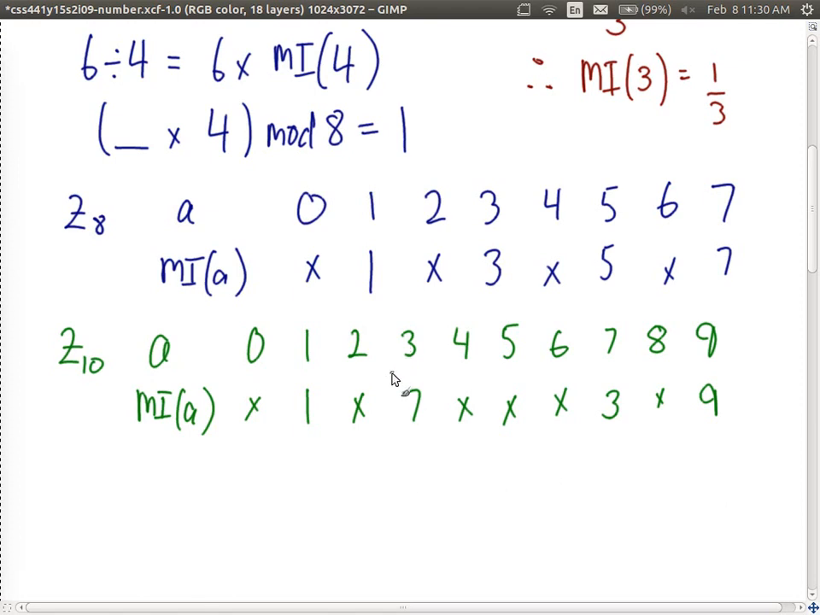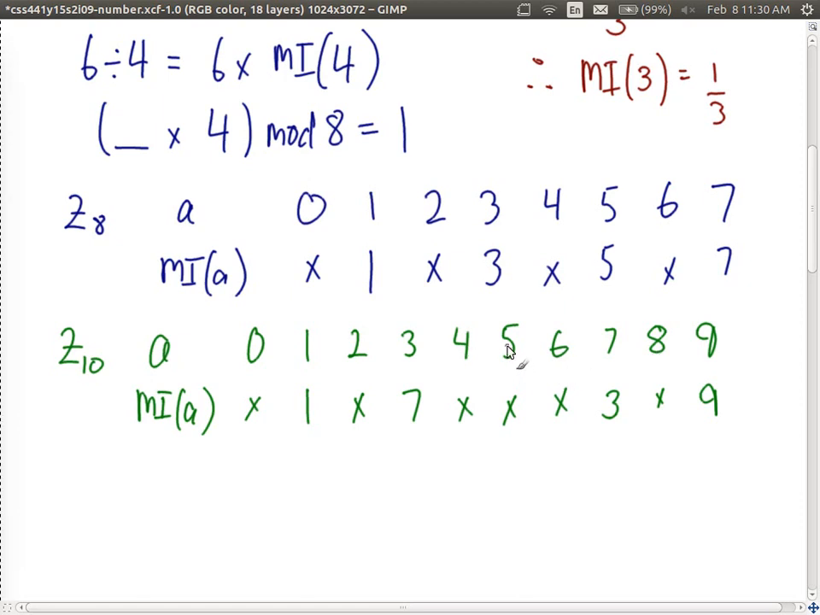What's the greatest common divisor of 1 and 10? 1. 1 and 10, the greatest common divisor is 1. 3 and 10, greatest common divisor is 1. 7 and 10, 1. 9 and 10, 1. 8 and 10, it's not 1. 6 and 10 is not 1. 5 and 10, it's not 1.